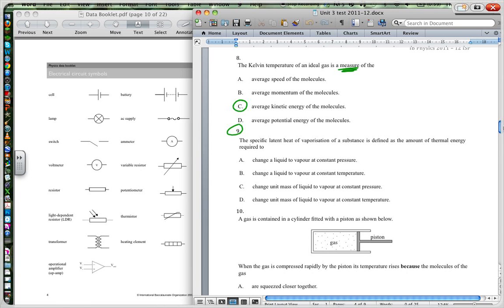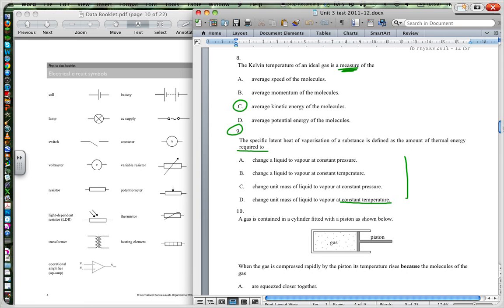The specific latent heat of vaporization of a substance is defined as the amount of thermal energy required to. Now the answer for this is D. Change a unit mass of a liquid to vapor at constant temperature. So when there is a phase change taking place, the temperature remains constant.